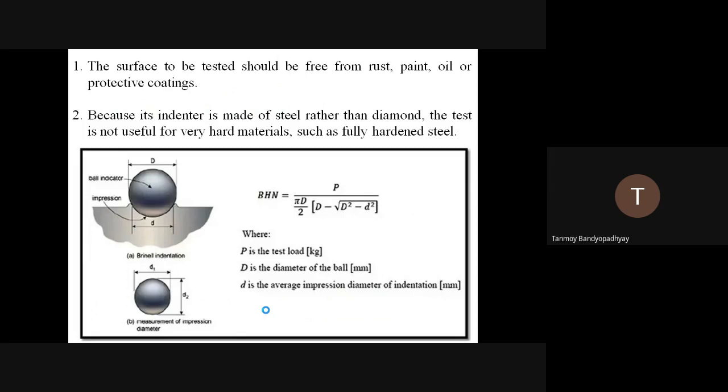Okay. So the next thing is this one. The first thing that's written is the surface to be tested should be free from rust, paint, oil, or protective coating. This is a very general thing that has to be followed for any hardness test that you do. Whenever you're doing an experiment, I am testing the hardness of the surface of the specimen. So if I don't remove the rust or the protective coatings from the surface of the specimen, whenever I'm indenting the surface, I get the Brinell hardness number for the protective coating itself. I'm not getting the hardness value for the metal or the specimen.